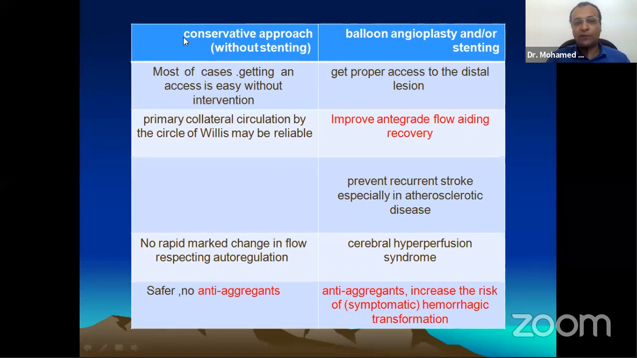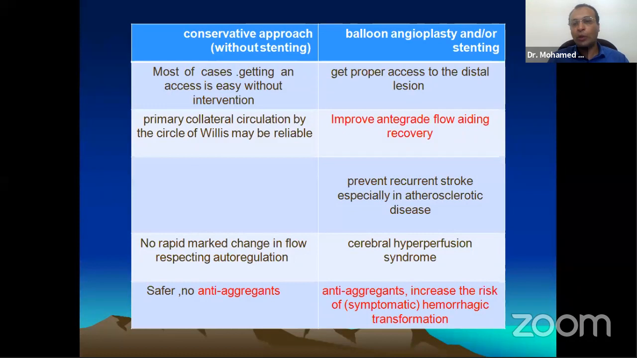For the conservative approach, with no stenting, in most cases the cerebral occlusion is difficult and we need to remove the carotid occlusion. The thing is that primary collateral circulation was already present because the occlusion is chronic. After opening, what matters is cerebral perfusion, which can improve flow to the area.